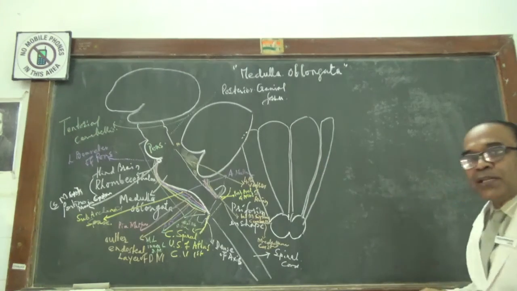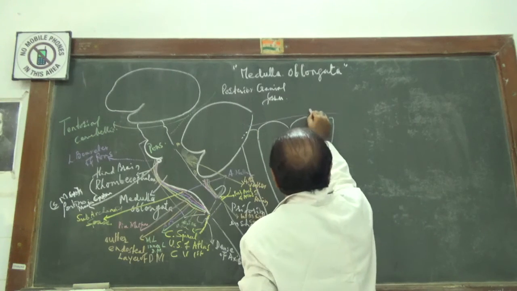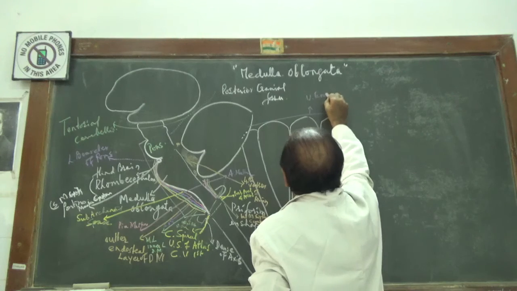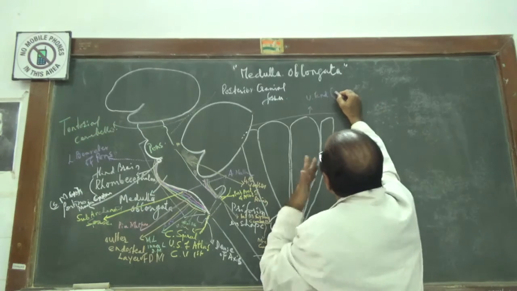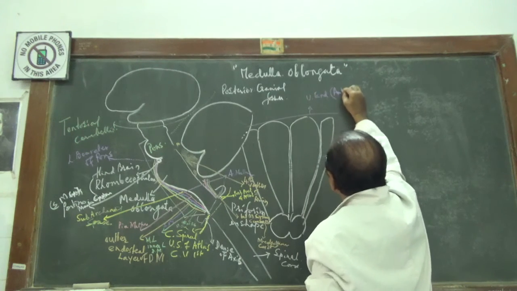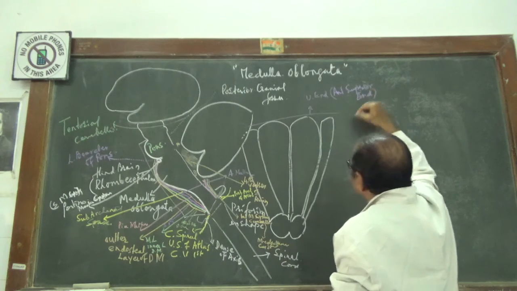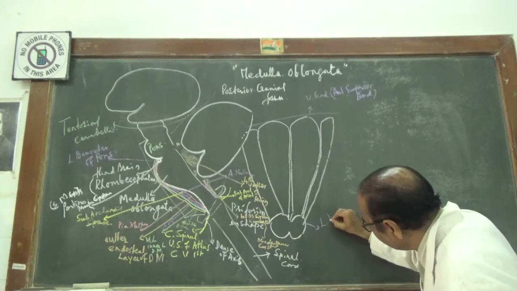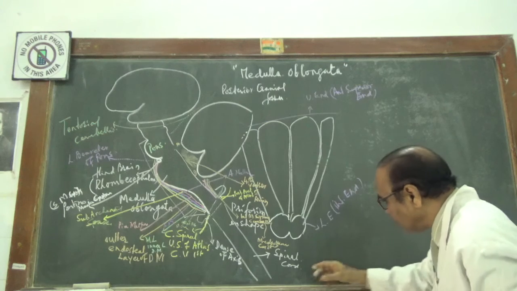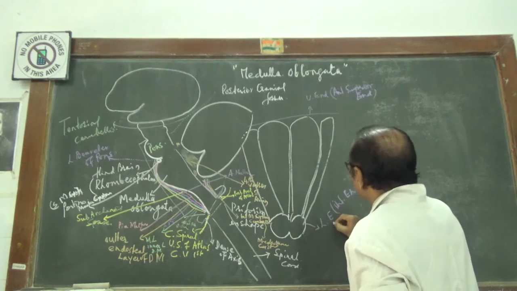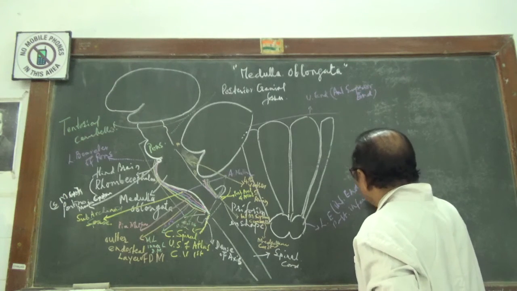Now this medulla oblongata, which is having a piriform shape, has got two ends. Now this end is called the upper end. Upper end may be said to be the anterosuperior end, while you have got the lower end or the inferior end. Now this inferior end may be said to be the posteroinferior end.